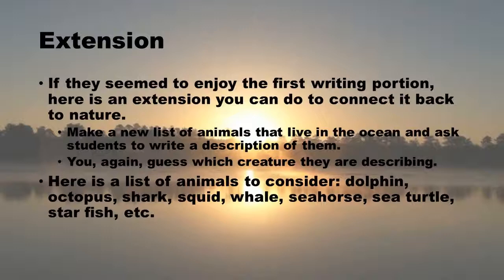And you can make a new list of animals that live in the ocean, or you could do the forest or mountains or whatever your child is interested in. And ask the students to write a description of them. You could do dinosaurs too if your kid's into dinosaurs, or birds, fish, and so on. Again, you would guess which creature they are describing. A list of animals you could consider are dolphin, octopus, shark, squid, and so on.